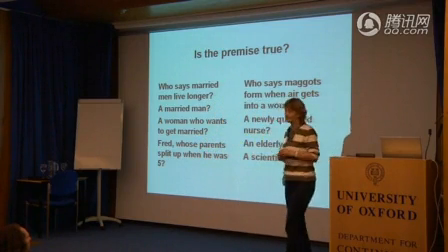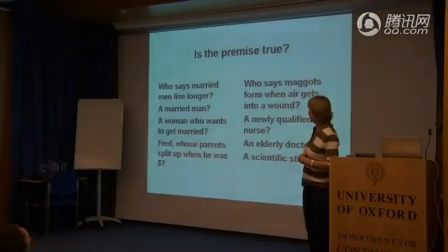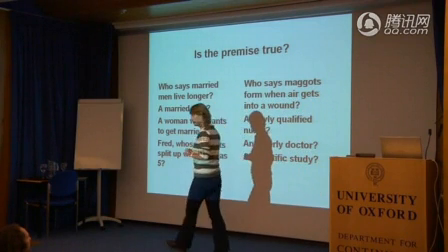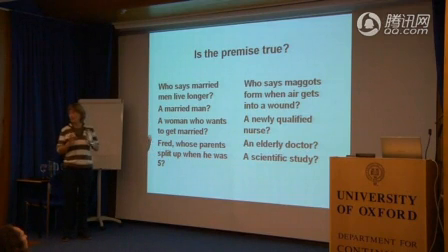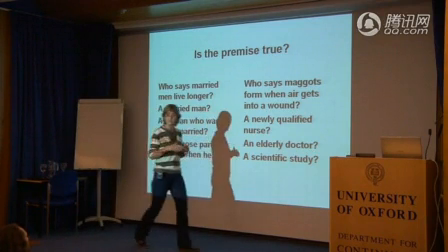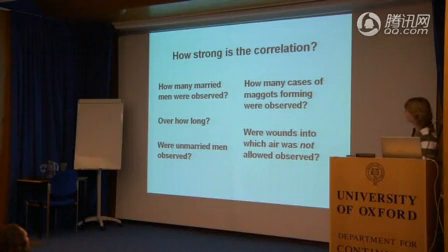Do husbands cause wives? But they're correlated. Well, what we're saying is that a correlation isn't sufficient for a causation. But it's the only evidence we're ever likely to have. When you see a causal generalization, it will be based on correlations. But what we're alerting you to here is that a correlation isn't sufficient for a causation. You need to ask lots of other questions. So, is the premise true? How strong is the correlation? How many married men were observed?